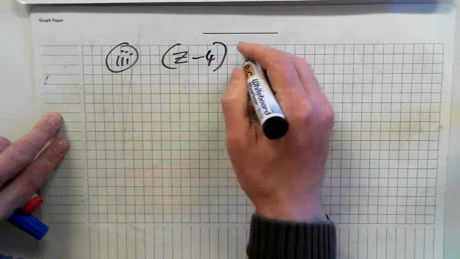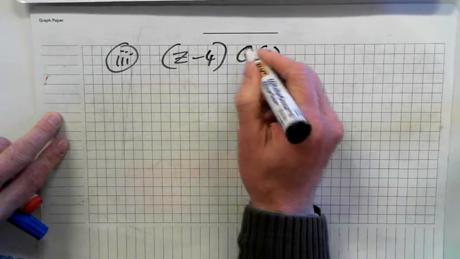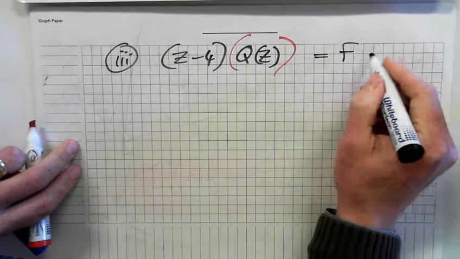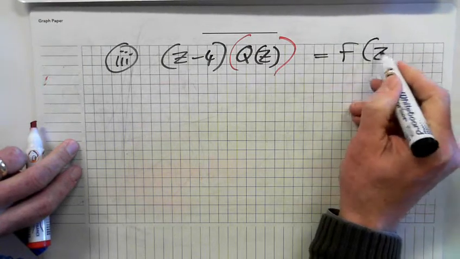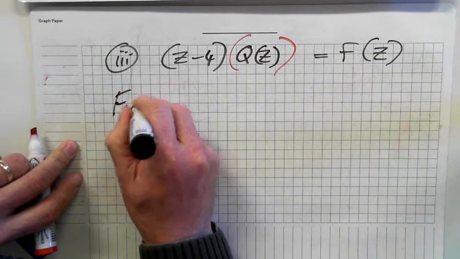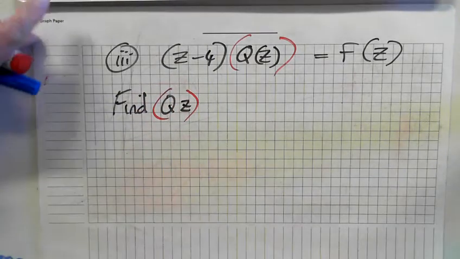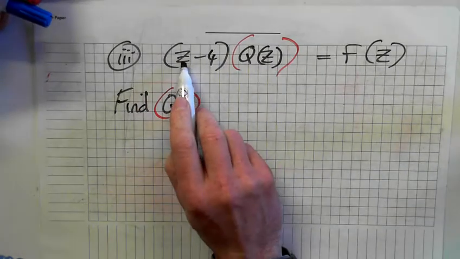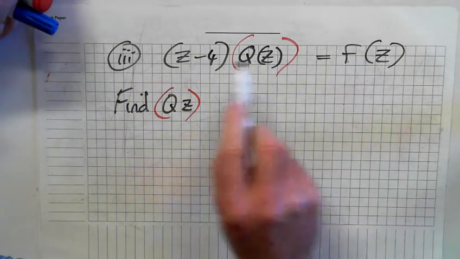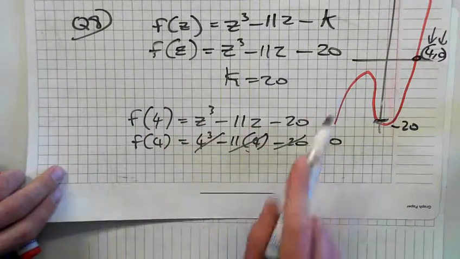(z minus 4) times q(z) is equal to f(z). It's a polynomial, find q(z). Okay, they're asking you in a very difficult way. So if I multiply z minus 4 times this, I get f(z). What's f(z)? The equation here.